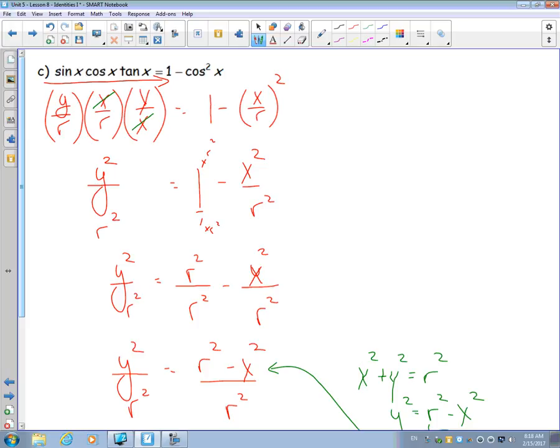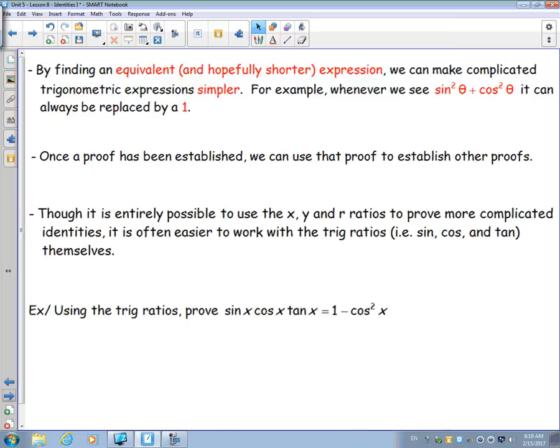And I've proven it. I've proven that whenever you multiply sine times cos times tan, you can replace it with just 1 minus cos squared. Now we can go through and prove every identity this way. There's nothing wrong with this, but there's a lot of letters involved here, and sometimes that makes things a little confusing. So we're not always going to use the letters. Sometimes we'll just use the sine, the cos, and the tan themselves. So our objective today is to make complicated things simpler. As, for example, we said whenever you get sine squared plus cos squared, you get 1. Well, let's replace it with 1. And once we've established a proof, like that one, we can use it to establish other proofs, like we did a second ago.